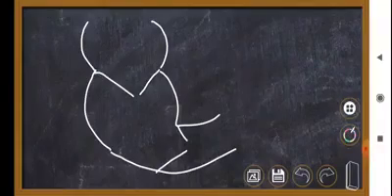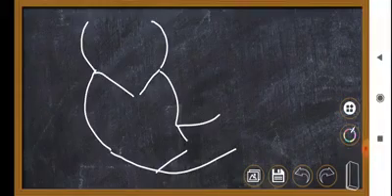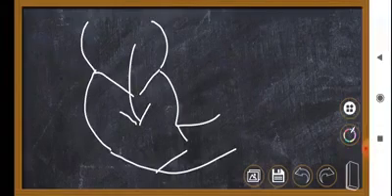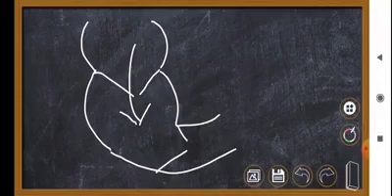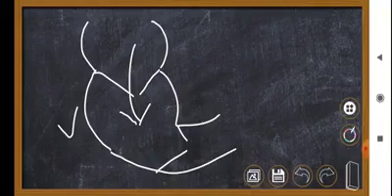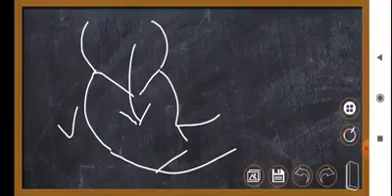So suppose blood flow is entering into the left ventricle like this, and we all know that blood enters into the ventricles in diastole, right?